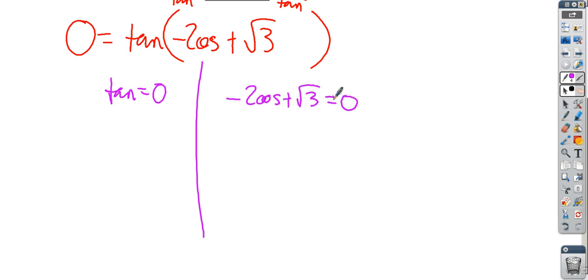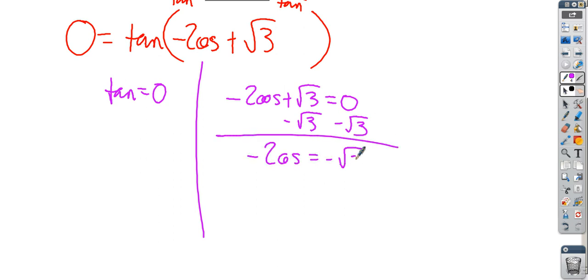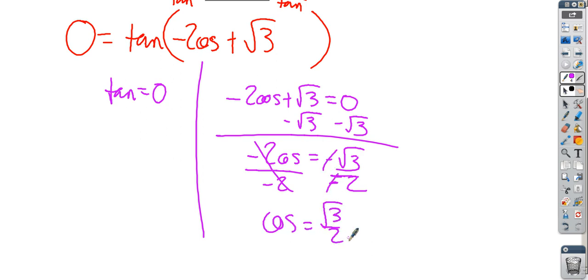Okay, let's start with this side. We'll subtract radical 3 from both sides. So we get negative 2 cosine equals negative radical 3. We'll divide by negative 2, which that was already supposed to be a negative 2. So cosine equals, the negatives cancel, and we're just left with radical 3 over 2. Where does that happen? It happens when theta equals 30.